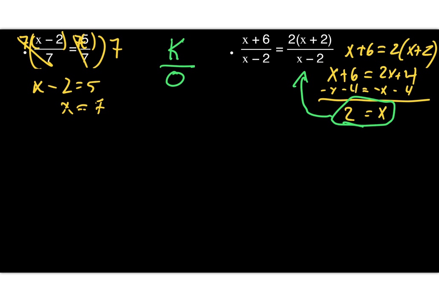What happens if I put 2 into this equation? I get 0 in the denominator. So my solution, the only number that would work, can't work. So while x equals 2 solves the numerator, it makes the denominator undefined, which means this entire problem has no solution.